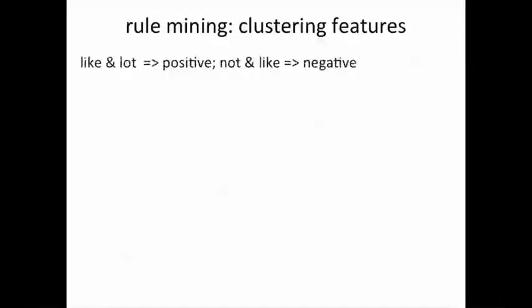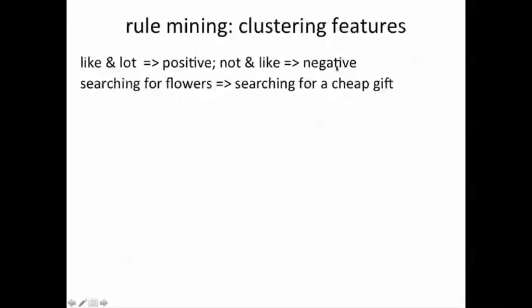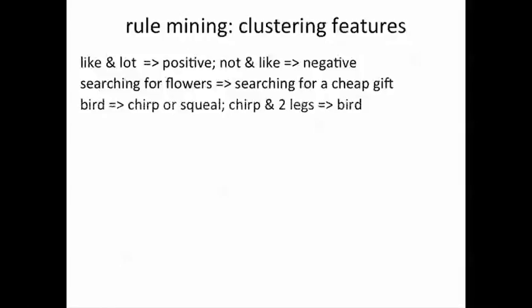For example, we might want to discover rules which say that if you have "like" and "lot" in a comment, then it's very likely to be positive. If you have "not" and "like" in a comment, it's very likely to be negative. Similarly, one might like to find a rule which says that searching for flowers means that one is searching for a cheap gift. Or in the case of the animal example, if an animal is a bird, then it chirps or squeals. If an animal chirps and has two legs, then it is a bird.